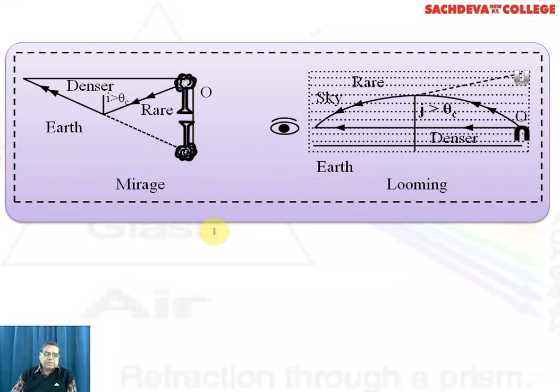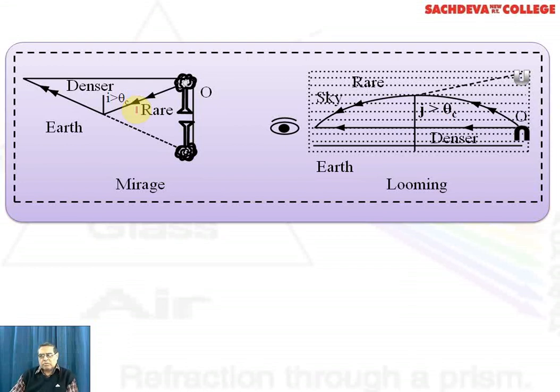Now we come towards another figure, that is the mirage, as we are finding, the ray of light from the tree is striking a point where i is greater than the critical angle. So one is the rarer medium, the other will become denser, and in the rarer medium, that tree will be observed upside down, that is, the top portion will be shown below. That is, it will become inverted.